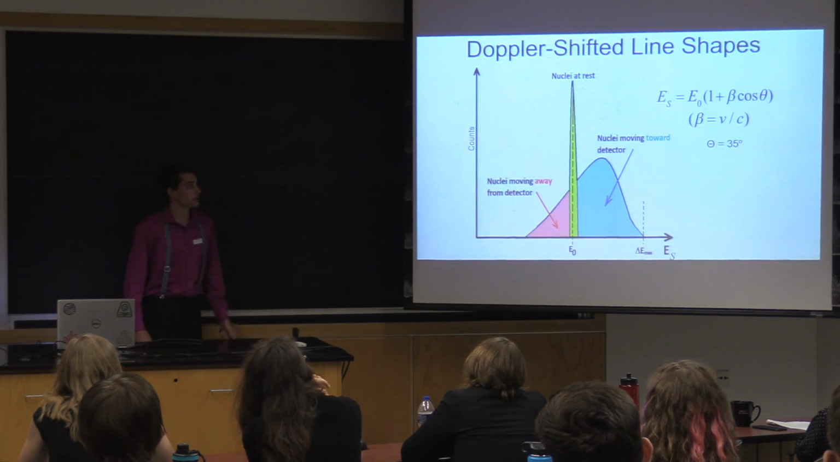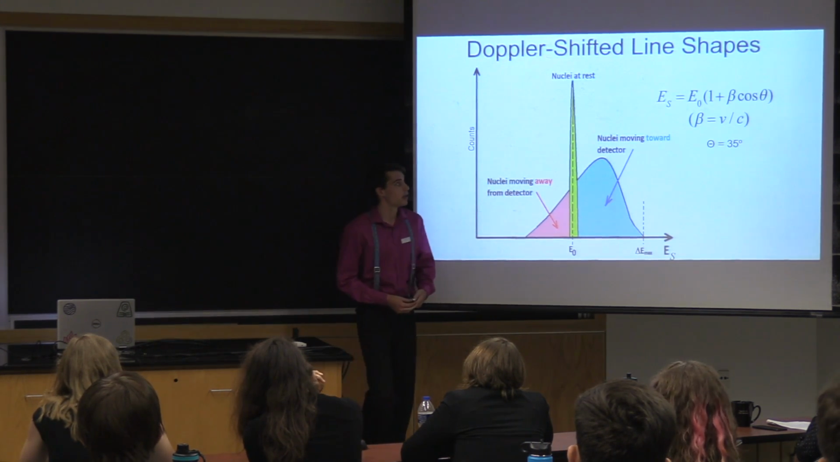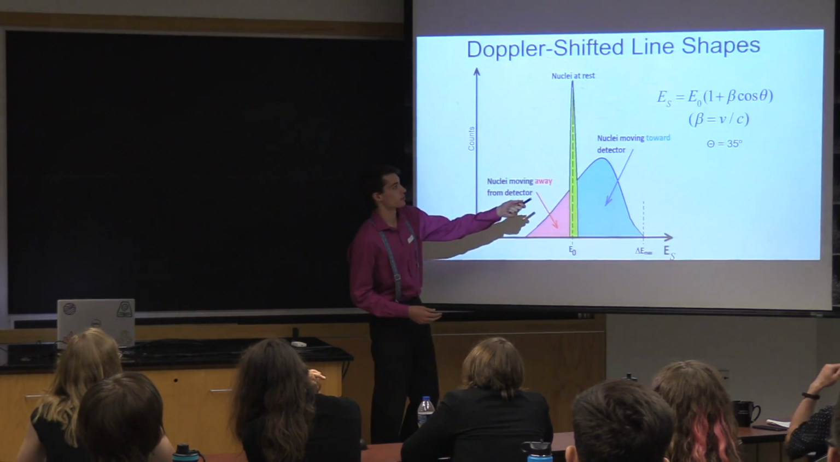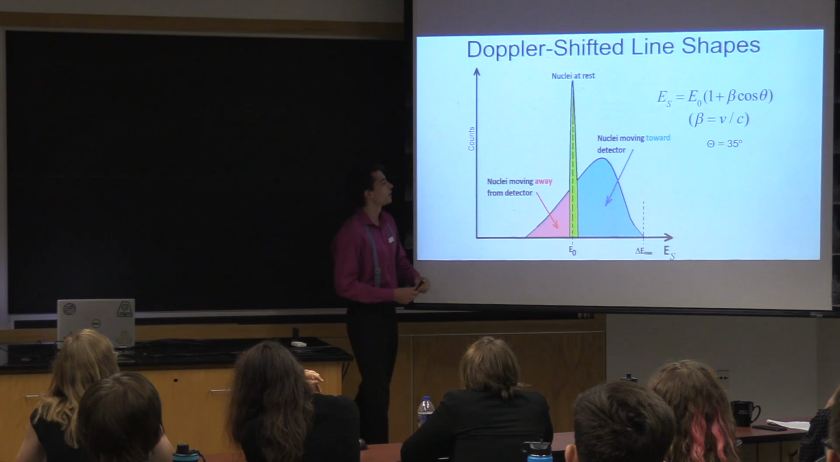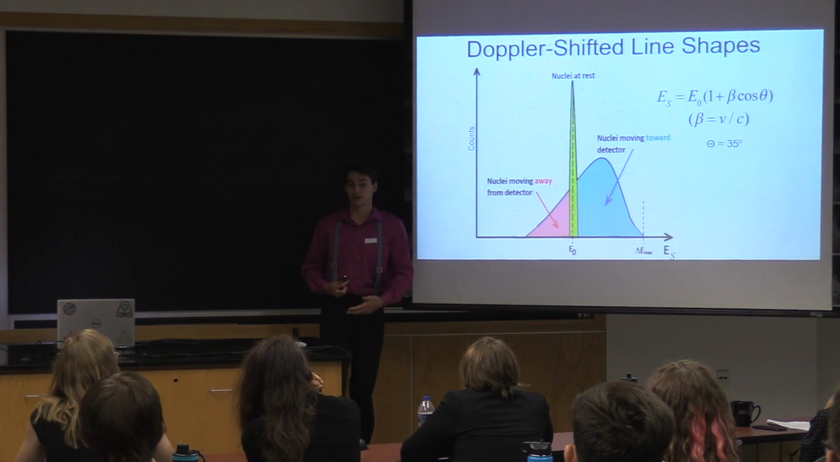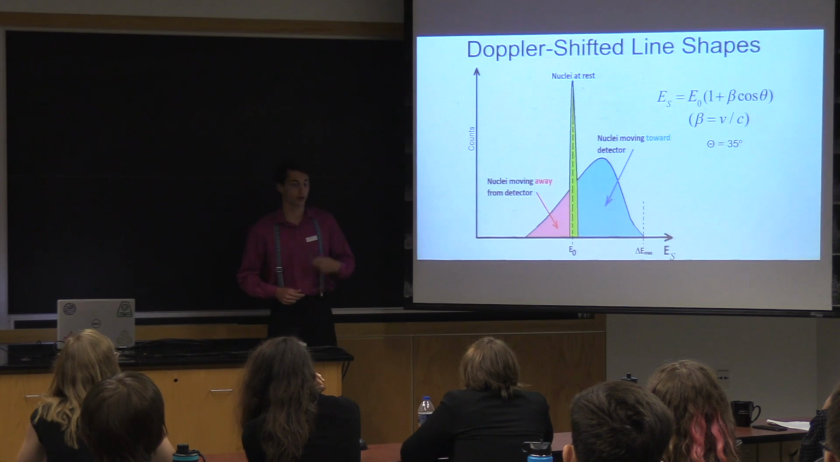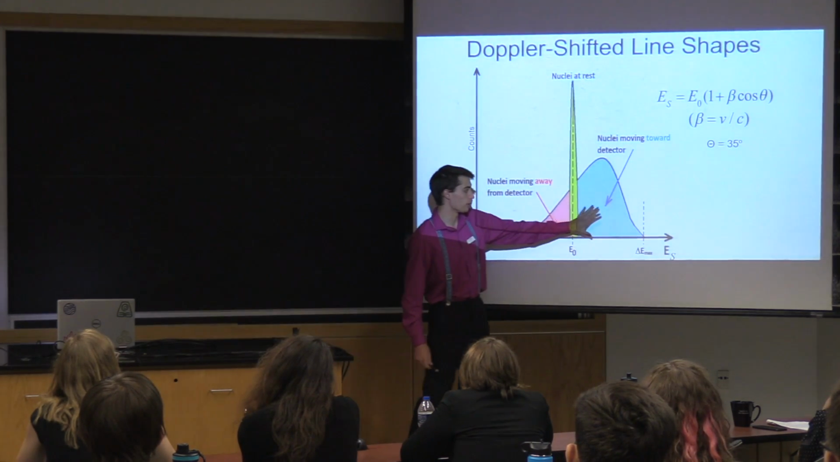This is what a lot of the data will look like once it's been shifted by the Doppler shift. This equation here just represents how we can calculate that energy. And this large peak is what we would see if the nucleus was at rest. This is that discrete energy value that is the real energy value of the gamma ray, even though we will see some spreading.